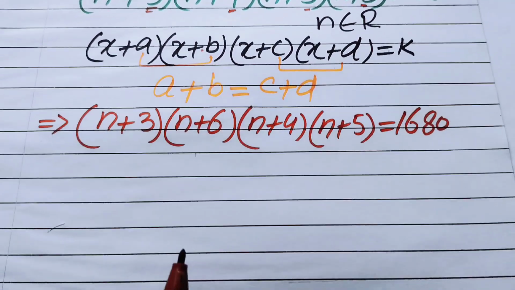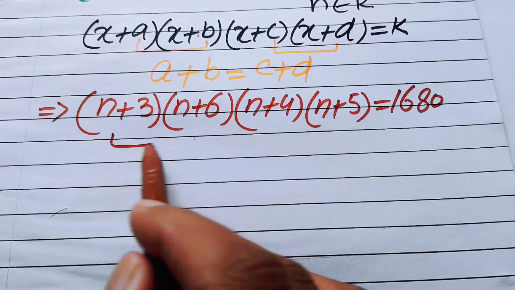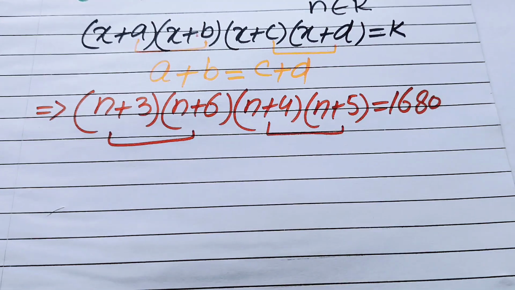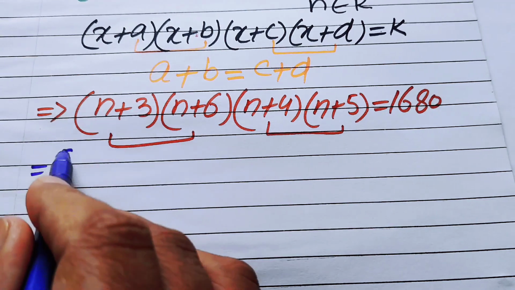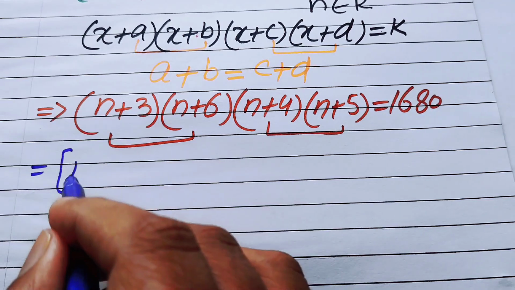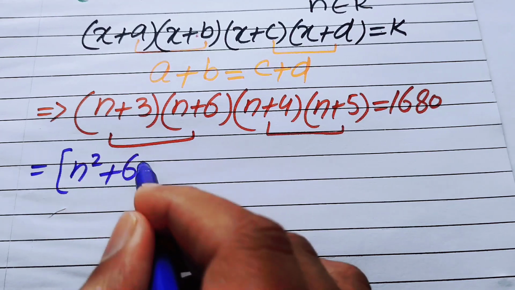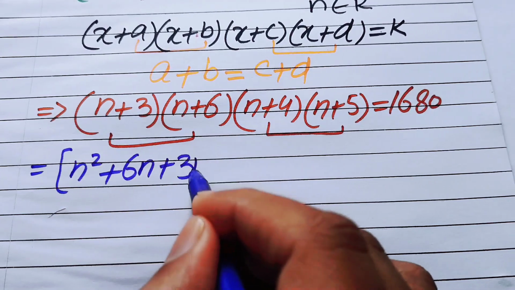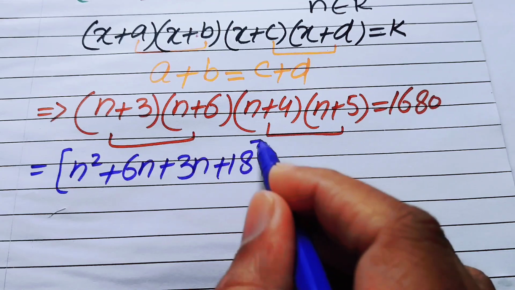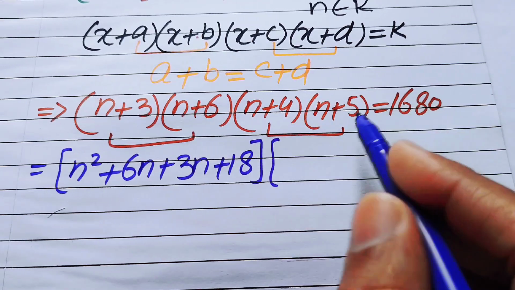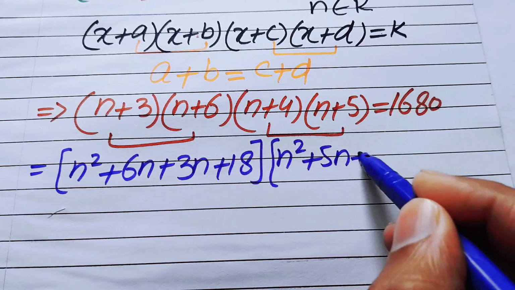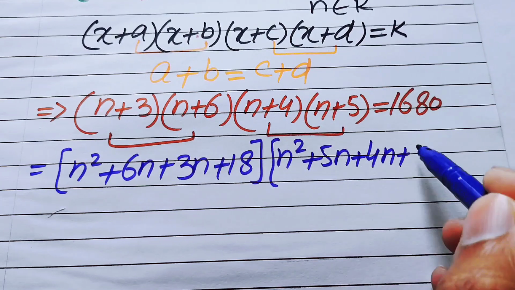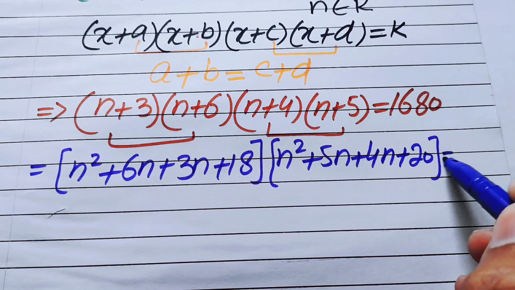So now we arrange these factors, and multiply these two factors and these two factors as well. First we multiply the first two factors, and you obtain n squared plus 6n plus 3n plus 18. We multiply the other two factors and you get n squared plus 5n plus 4n plus 20, and it equals 1680.